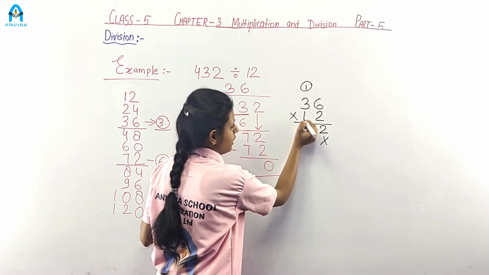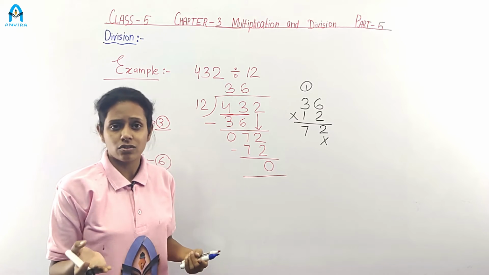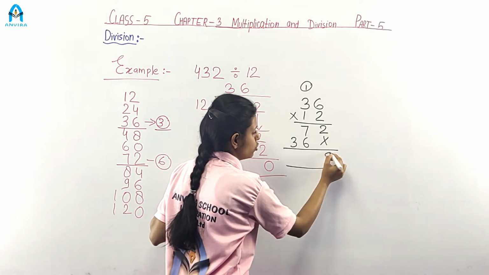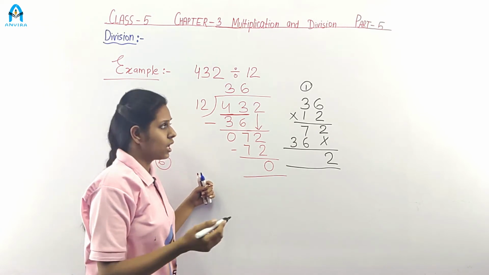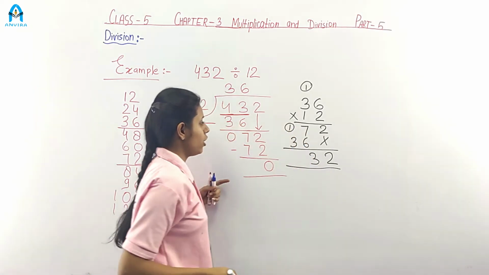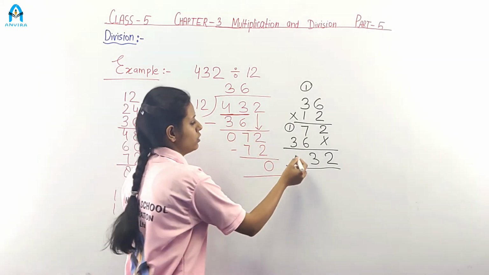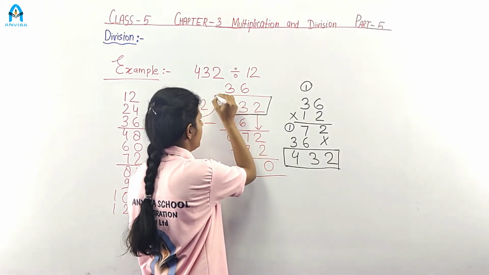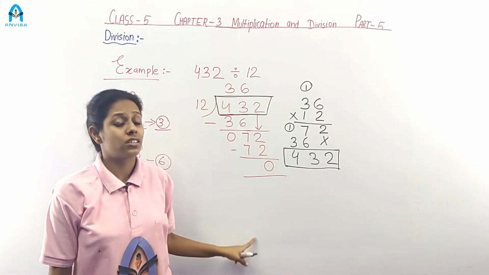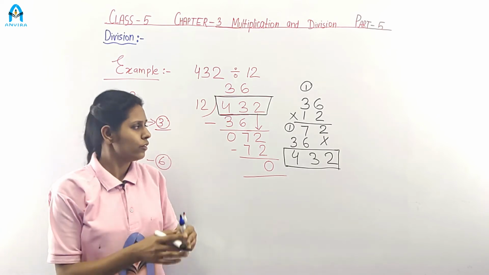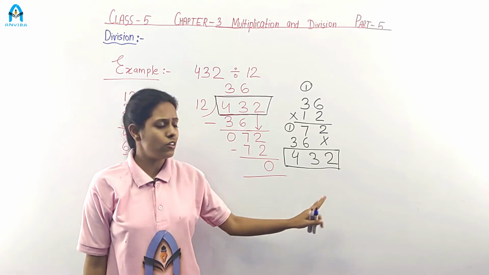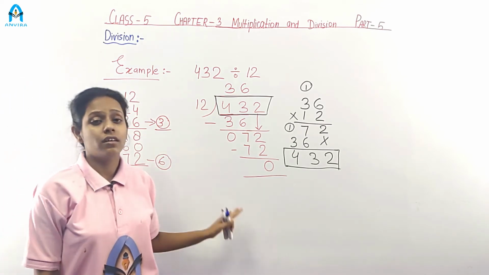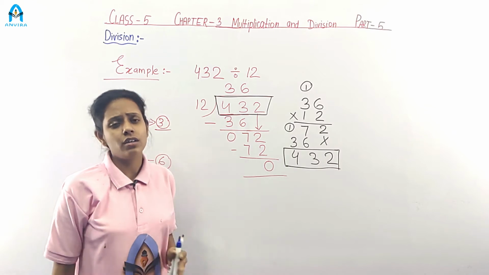Now put the sign of multiplication. And if you multiply any number by 1, the result is always the number itself. So this is 36. Now let's add. 2, 7 and 6 is 13. So 3 and 1 carry over. 1 plus 3 is 4. So this is 432. This number and this number are equal. So here our division is correct. So to check the result of division, we are multiplying. So here we learned how to divide a 3-digit number by a 2-digit number.